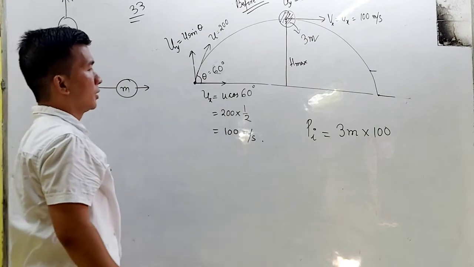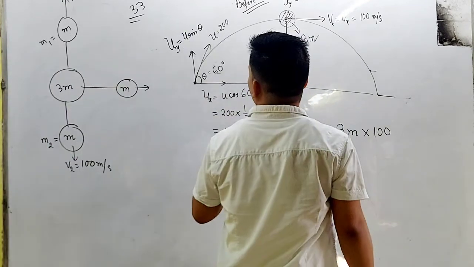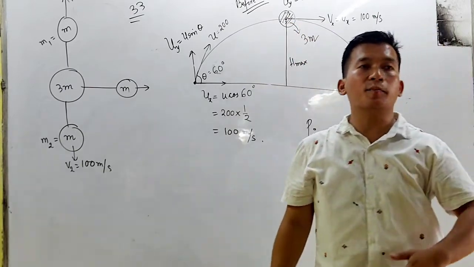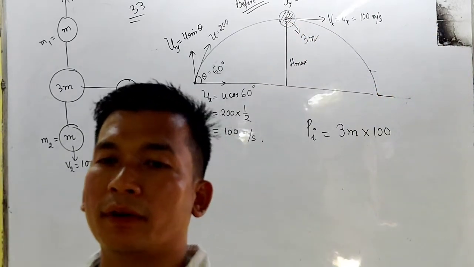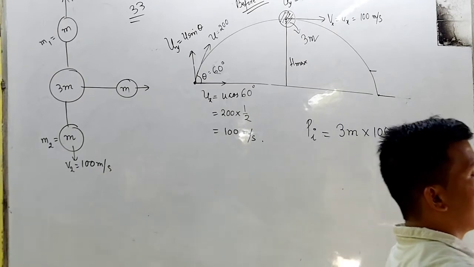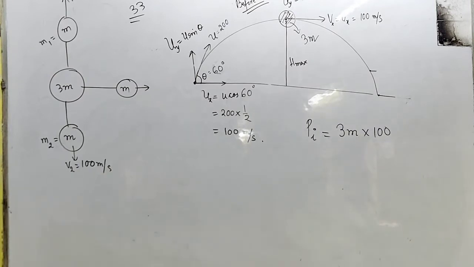At the highest point, after reaching the highest point, it is exploded into three equal pieces. It explodes in the vertical direction. The first fragment moves with 100 meter per second in the downward direction. And the second fragment also moves with 100 meter per second. Then the third fragment, in which direction and with what velocity, that is the question.